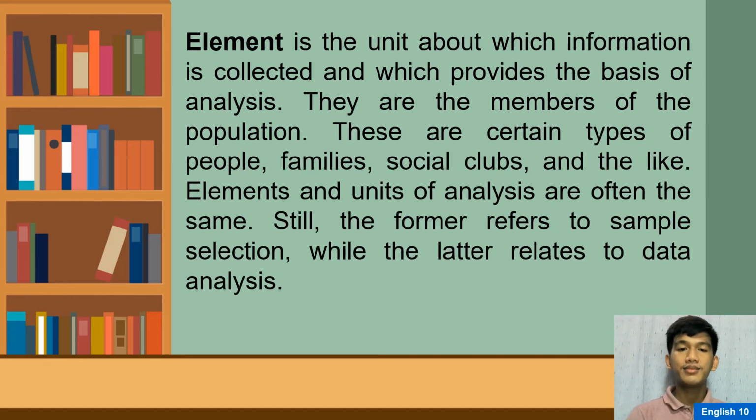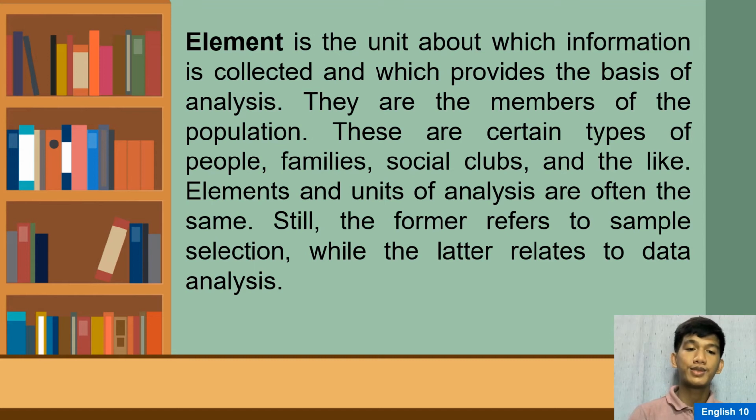Now let's have the element. Element is the unit about which information is collected and which provides the basis of analysis. They are the members of the population. These are certain types of people, families, social clubs, and the like. Elements and units of analysis are often the same. Still, the former refers to sample selection, while the latter relates to data analysis.